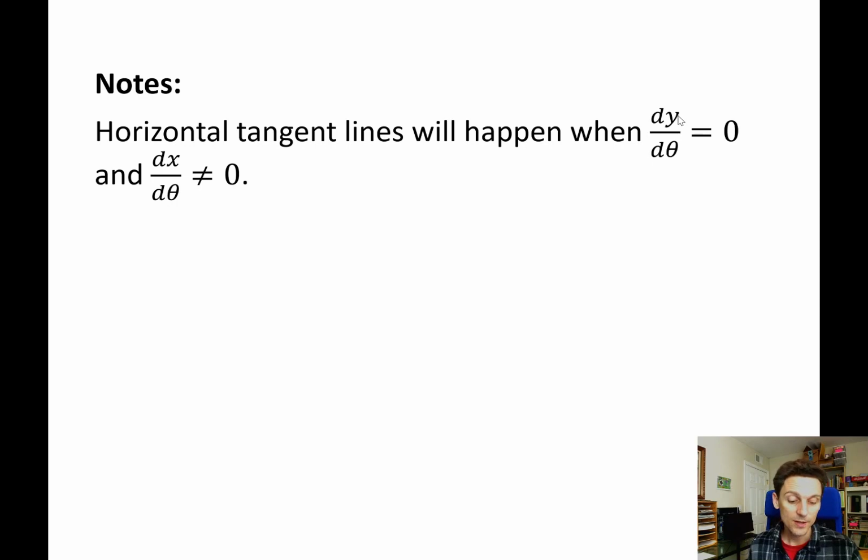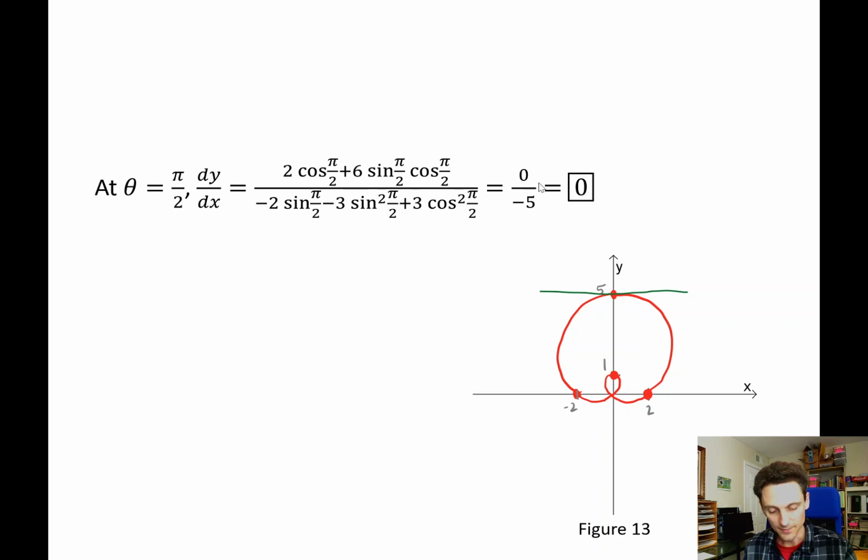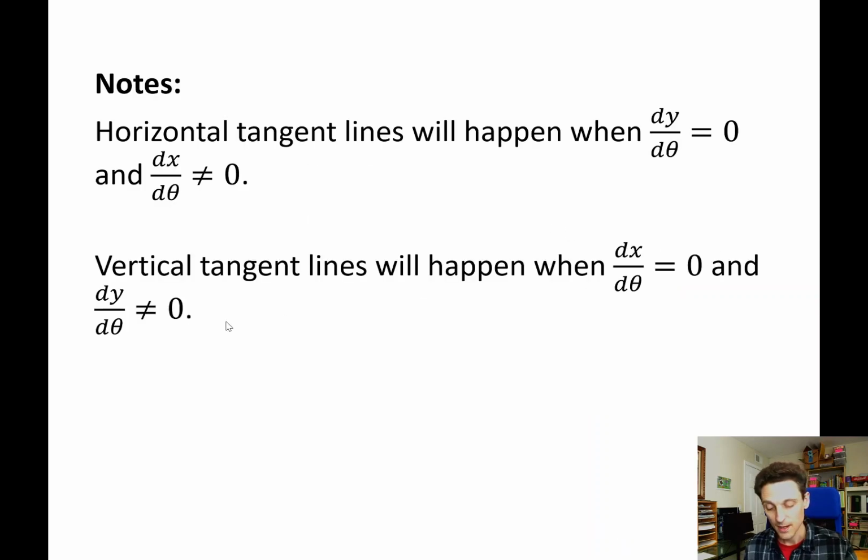So notice that we're going to get horizontal tangent lines whenever dy dx is equal to 0, which is going to be when the top of the fraction is 0 and the bottom is not 0. In other words, when dy d theta is 0 and dx d theta is not equal to 0. That was the example that we just looked at. The top is 0, the bottom is not 0. We're going to get vertical tangent lines when the bottom is 0 and the top is not 0. So when dx d theta is 0 and dy d theta is not equal to 0.